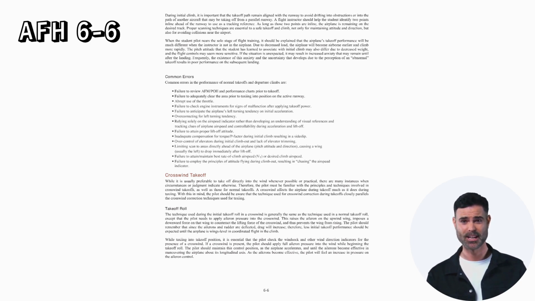While taxiing into takeoff position, it is essential that the pilot check the windsock and other wind direction indicators for the presence of a crosswind. If a crosswind is present, the pilot should apply full aileron pressure into the wind while beginning the takeoff roll. The pilot should maintain this control position as the airplane accelerates and until the ailerons become effective in maneuvering the airplane about its longitudinal axis. As the ailerons become effective, the pilot will feel an increase in pressure on the aileron control.